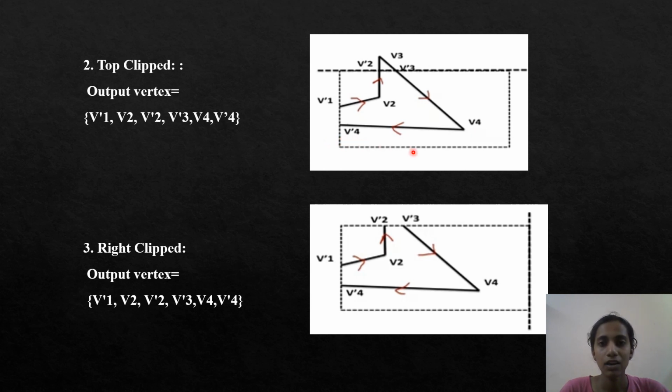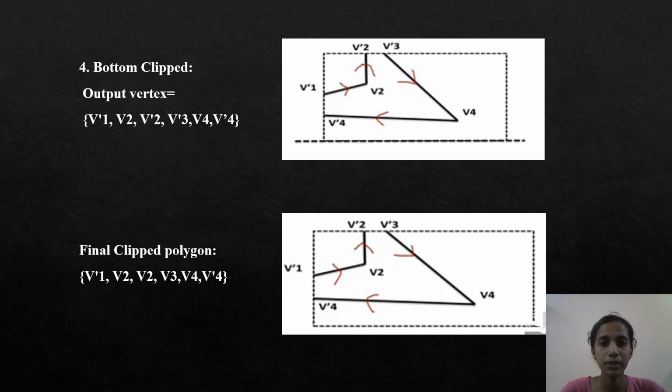Then coming to the right clip, before it was the top clip, we will be removing the top clip, and we are considering only the intersection points. In the output vertex list, we are getting V1 dash, V2, V2 dash, followed by V3 dash, V4 and V4 dash. These are the only vertex points which are present inside the clipping window.